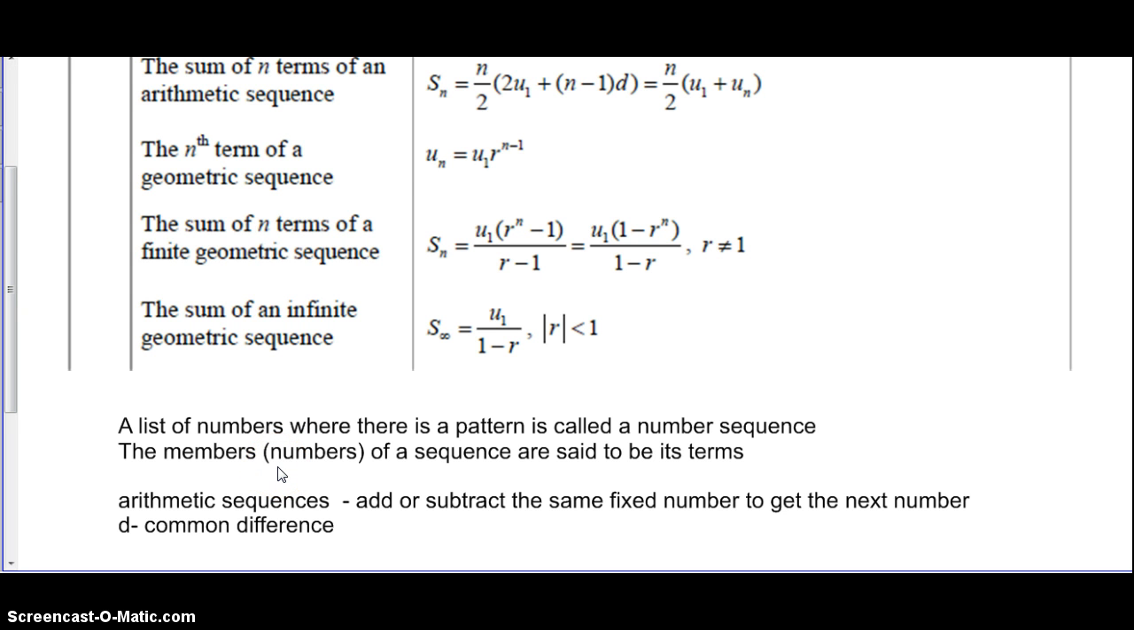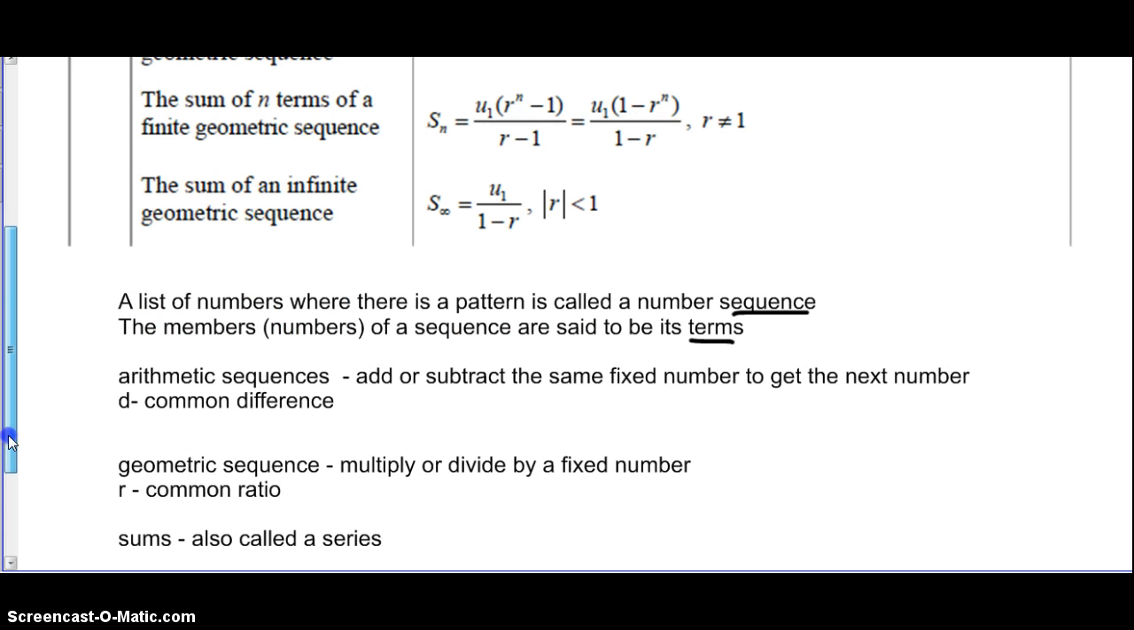Remember, we're talking about patterns here, and a list of numbers where there is a pattern is called a number sequence. The members or numbers of that sequence are called terms. An arithmetic sequence is when you add or subtract the same fixed number to get the next number in the sequence, and that number is called a common difference. A geometric sequence is when you multiply or divide by a fixed number, and that number is called the common ratio, or r.